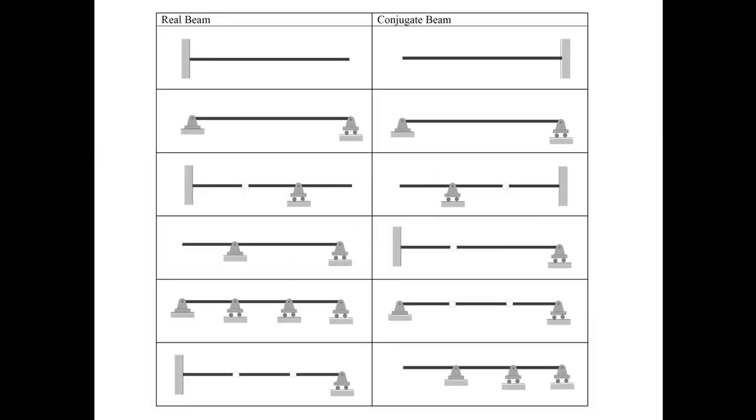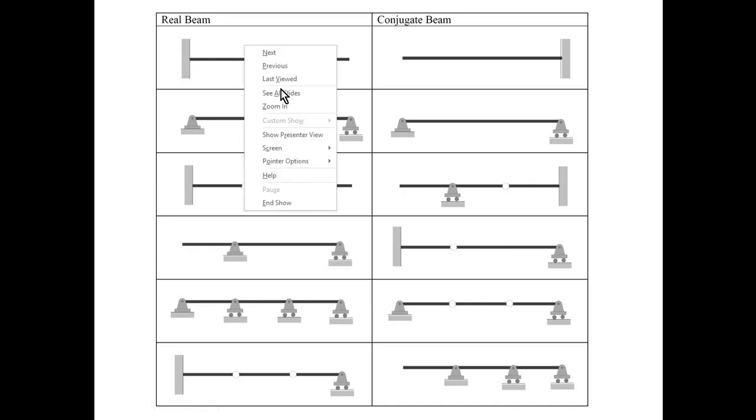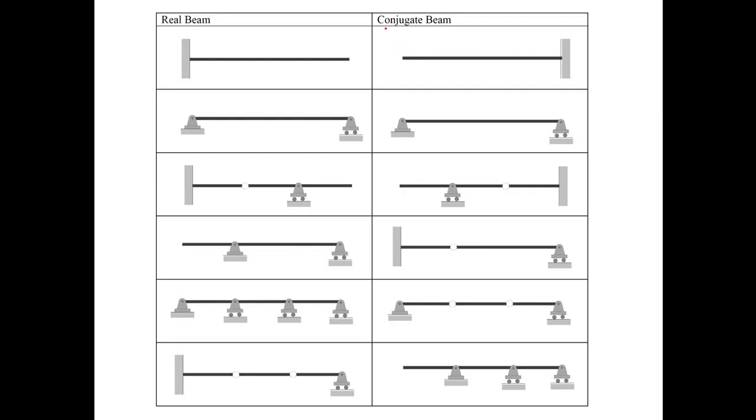Now here a table is given in which on the left hand side you have the real beam, and on the right hand side you have the conjugate beam. So let us take this case only, where you have a cantilever beam fixed at end A and free at end B. The equivalent conjugate beam shows that the fixed end becomes free and the free end becomes fixed. In the simply supported beam, the support conditions remain the same. So today we will see how to solve this cantilever beam.